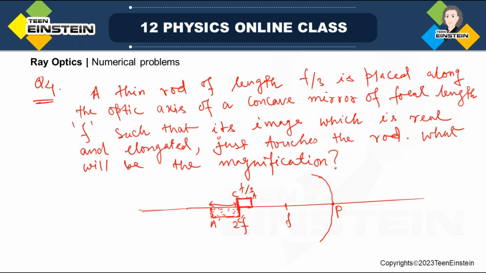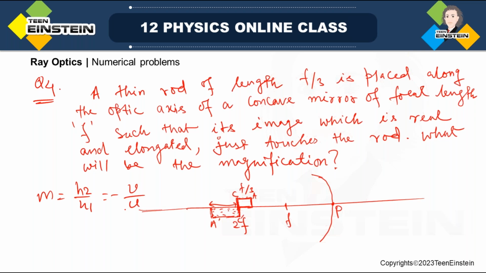So the question is, what is the magnification? For magnification, we have two formulas: h2 by h1, or minus v by u. So you have to go with any one of these. At least we know the object distance now, right? Do you know the object distance here? We know the size of the object, but we don't know the image size, right?